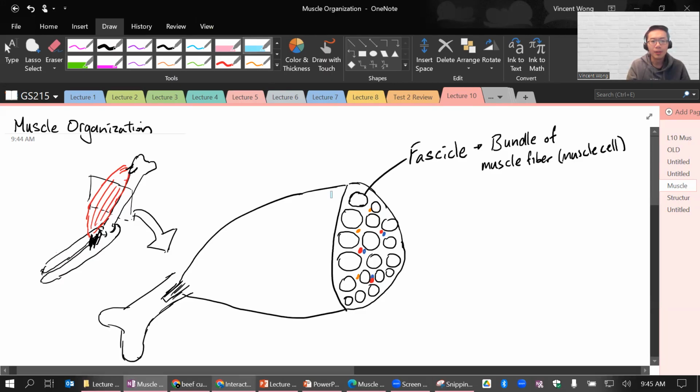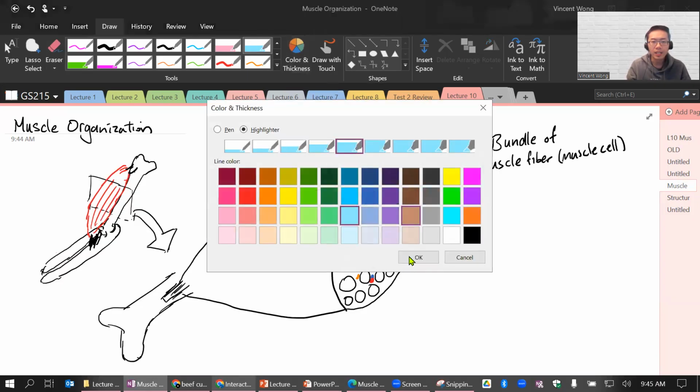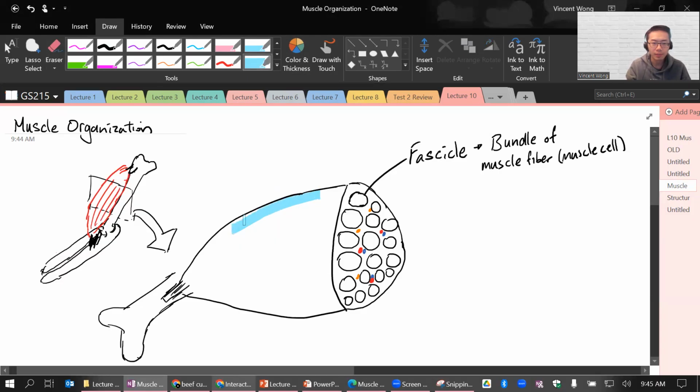Now, the entire muscle is going to be covered by a layer of connective tissue. Don't color all the way in. I'll tell you why in a second. We just leave a little bit of an uncolored region here. So this is connective tissue.